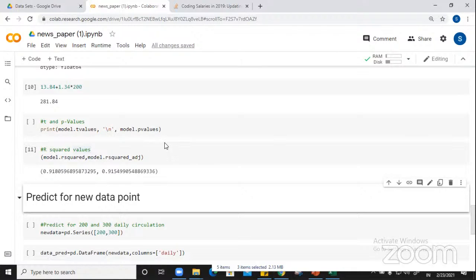Okay, so there's a question: when do we say that our model is overfit, underfit? So this we'll discuss when we discuss machine learning. That is a very good question. We'll discuss that in the machine learning.